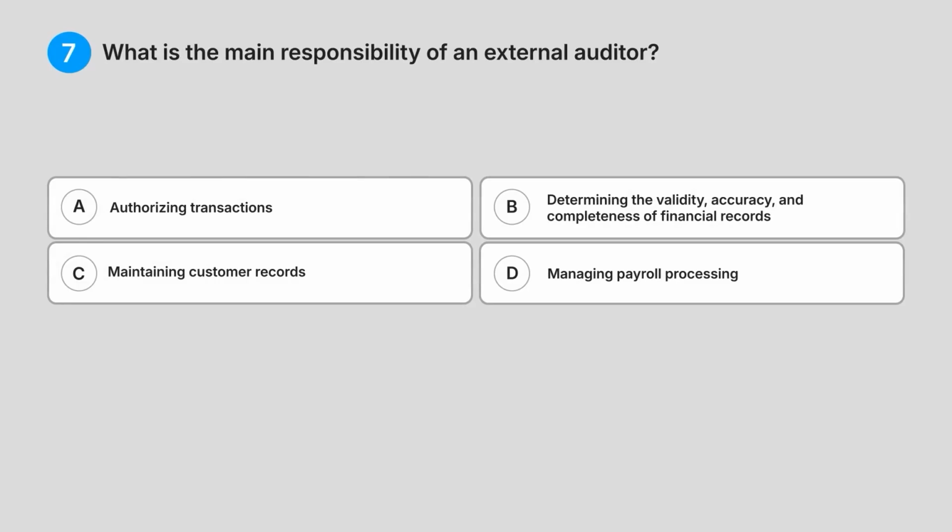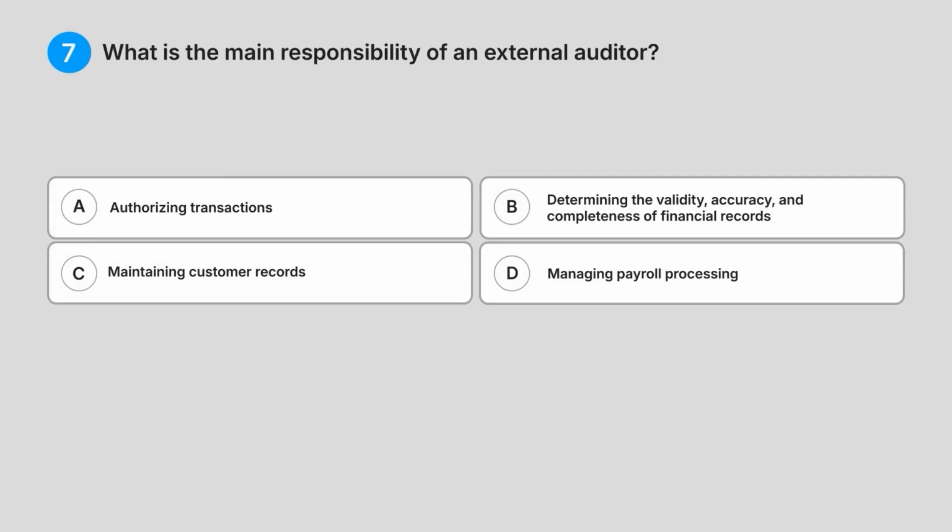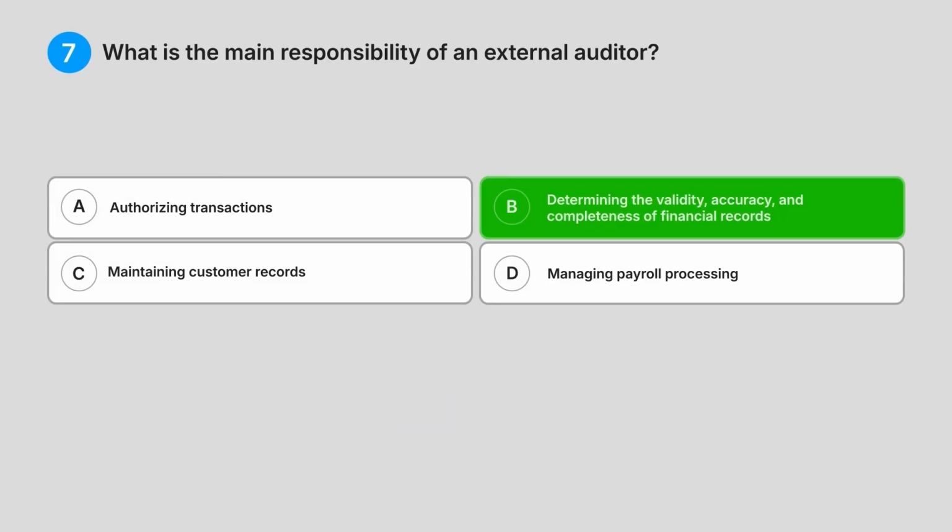7. What is the main responsibility of an external auditor? A. Authorizing transactions. B. Determining the validity, accuracy and completeness of financial records. C. Maintaining customer records. D. Managing payroll processing. Can you guess the answer? Correct answer, B. Determining the validity, accuracy and completeness of financial records.